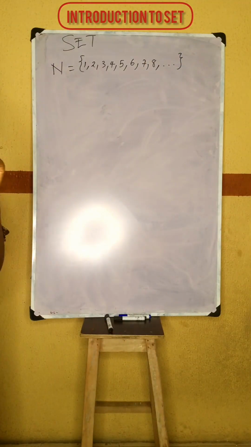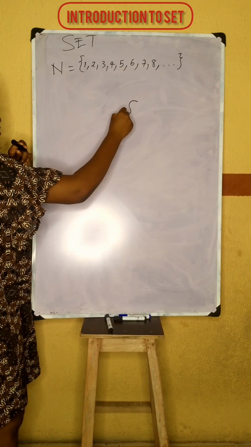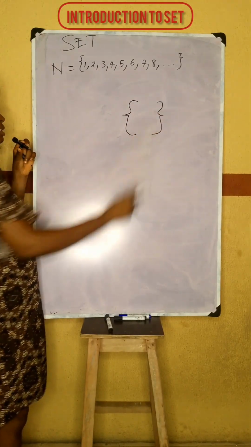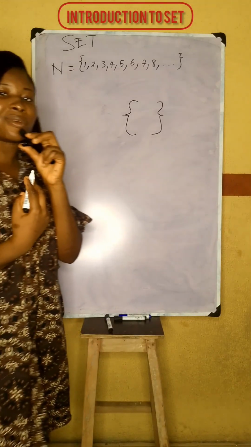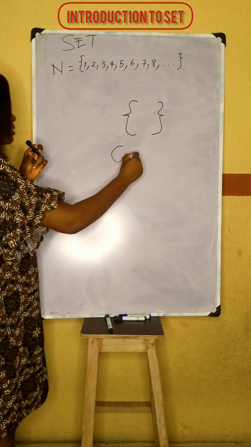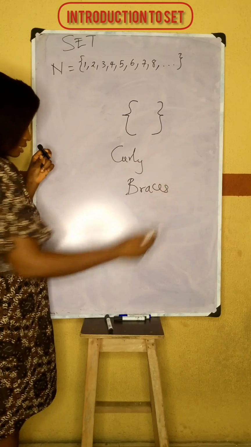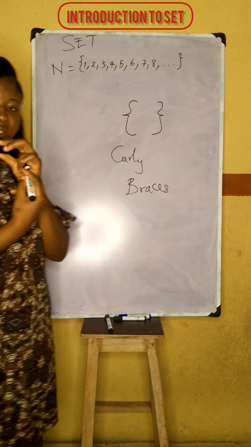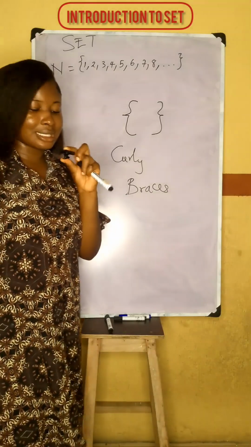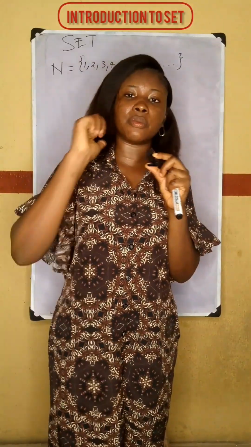and I'll close my brackets. Now, did you notice the brackets I'm drawing? This bracket is called a curly bracket. Say it with me. A curly bracket, like coils. Curly brackets, or you call it braces. Now, this is what we use to show sets. If we are talking about a set, it must be inside a curly bracket, or you say in braces.